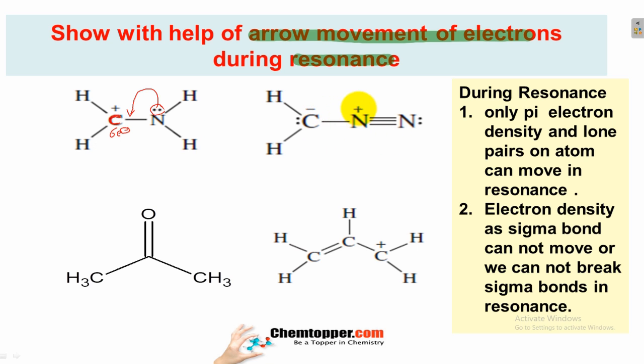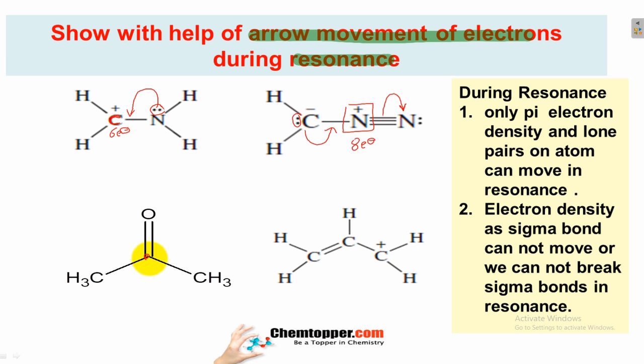Here this nitrogen has a formal positive charge on it, but its octet is completed. It means it has 8 electrons in its outermost shell. A nitrogen cannot hold more than 8 electrons. So the negative charge of carbon will move in the direction of the more electronegative nitrogen, making a pi bond, but at the same time, the pi bond of the nitrogen-nitrogen bond will move as a lone pair on the adjacent nitrogen atom.